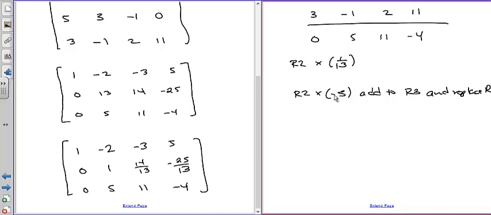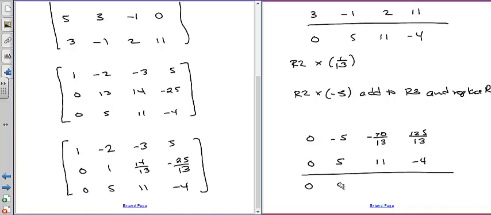So let's take row 2 and multiply by negative 5. So you're going to have 0 times negative 5, 1 times negative 5. Here we'll have 14 times negative 5. 5 times 14 is 70. So we get negative 70/13. And then we take negative 25 times negative 5. That's 125. So we get plus 125 over 13. Because the negative times the negative becomes positive. 25 times 5 is 125, and you divide by 13. And we add that to row 3 there, so you get 0, 0.